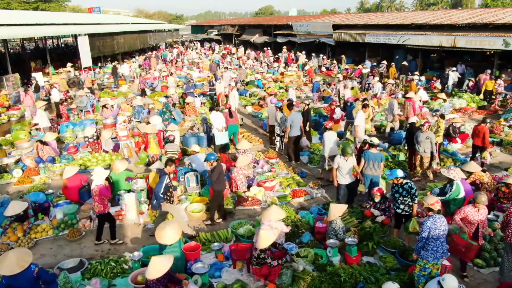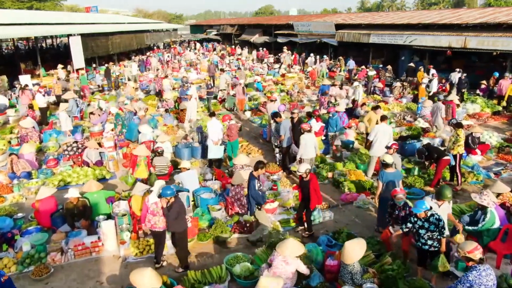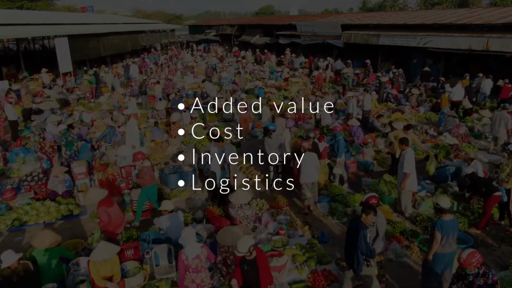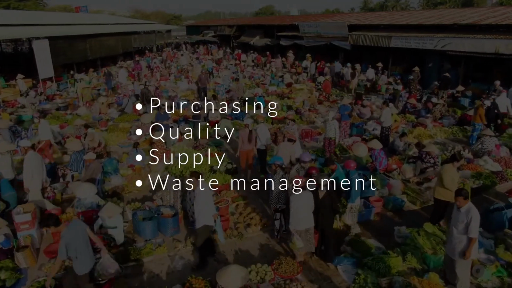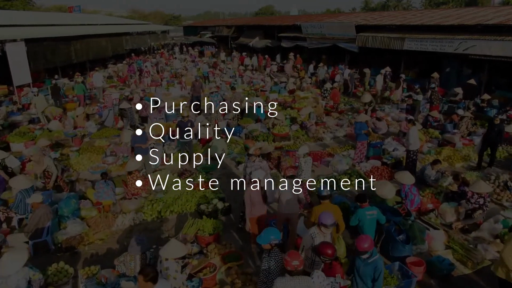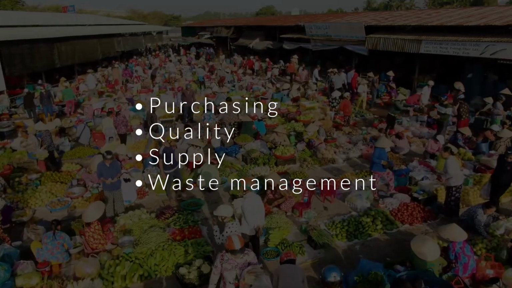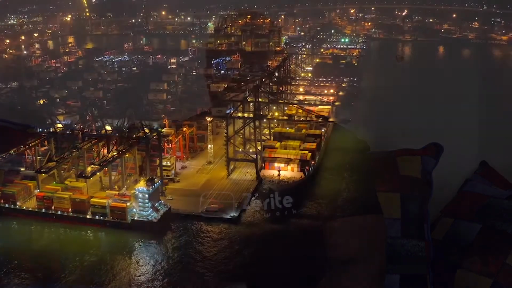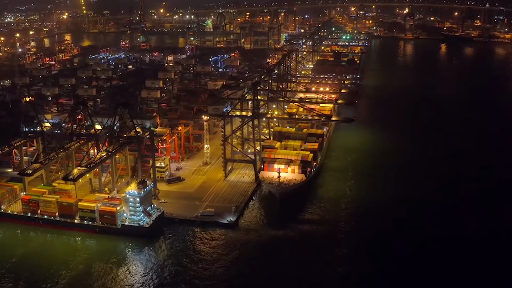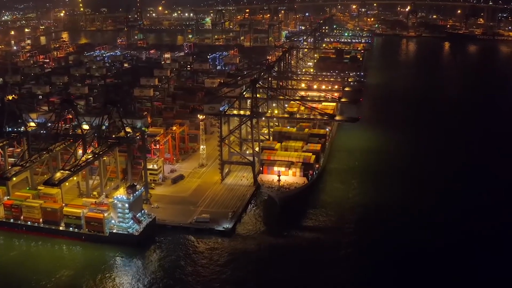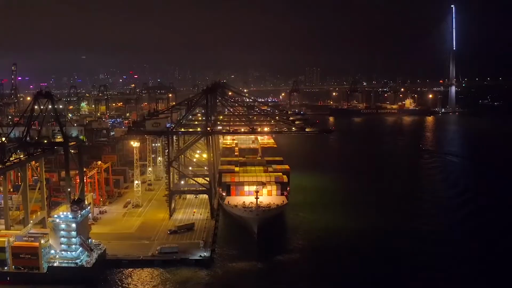Now, procurement is actually bigger. We already said that procurement is bigger than purchasing. With procurement, you have to think of things like added value, cost, inventory, logistics, purchasing, quality, supply, waste management. Purchasing, on the other hand, is basically the act of physically ordering and buying something. As for supply, this is the infrastructure which ensures that products or services get from the supplier to the customer.